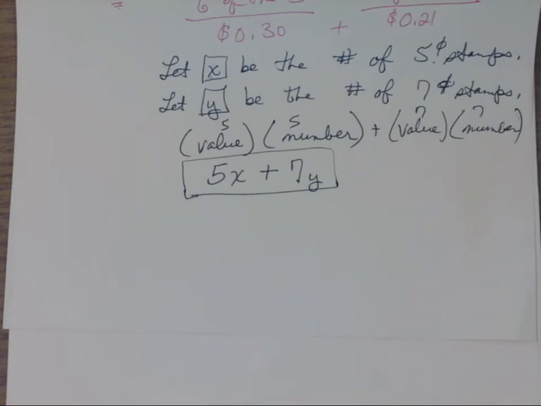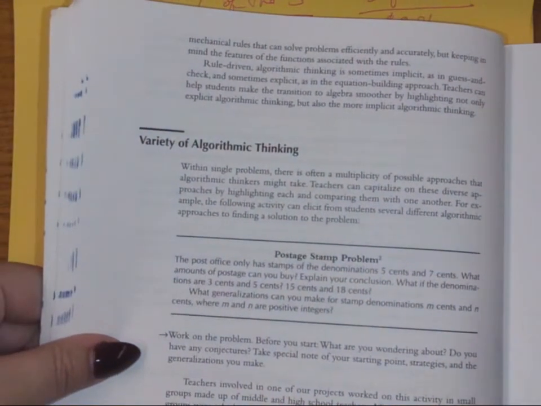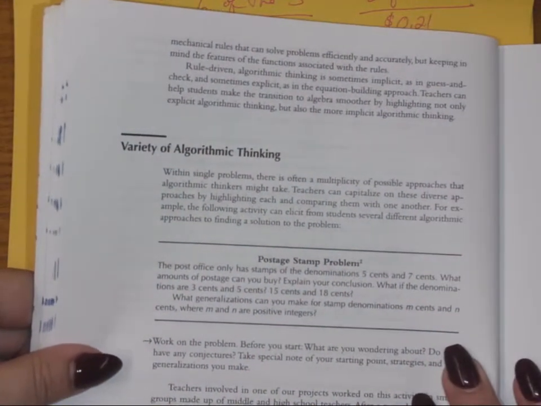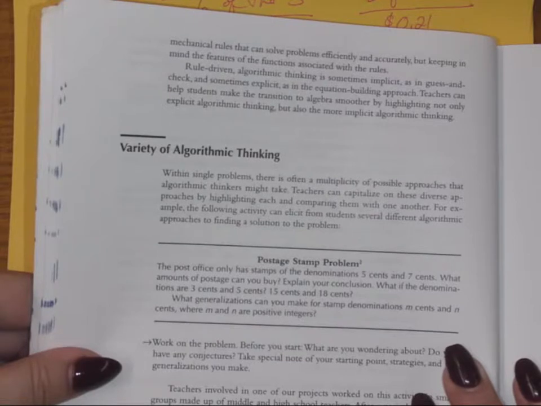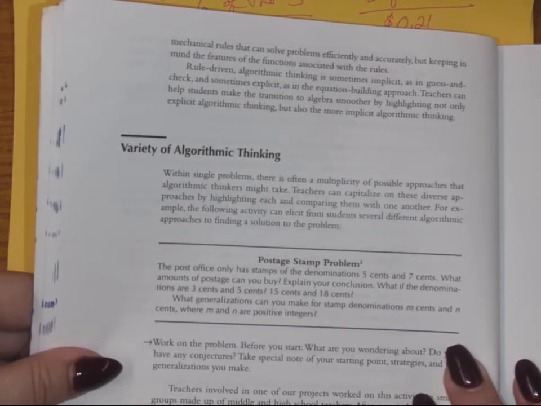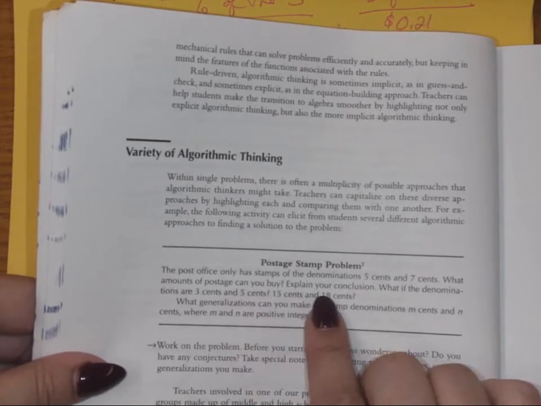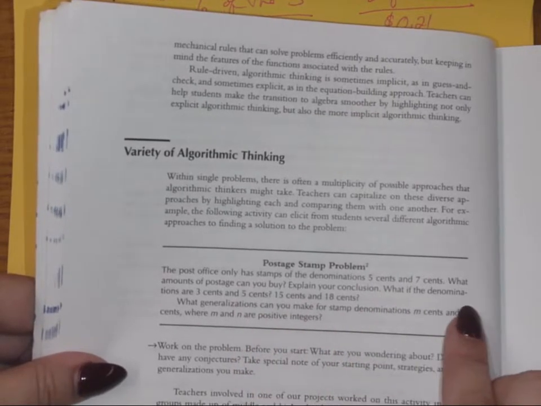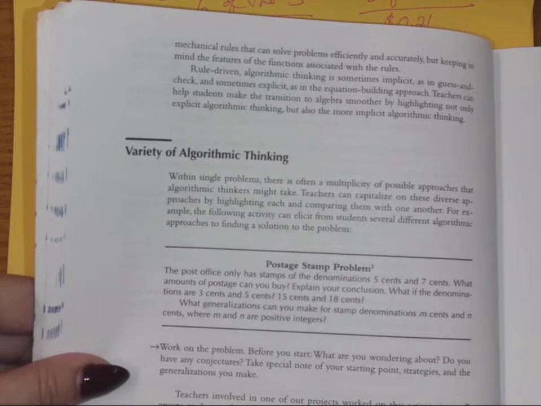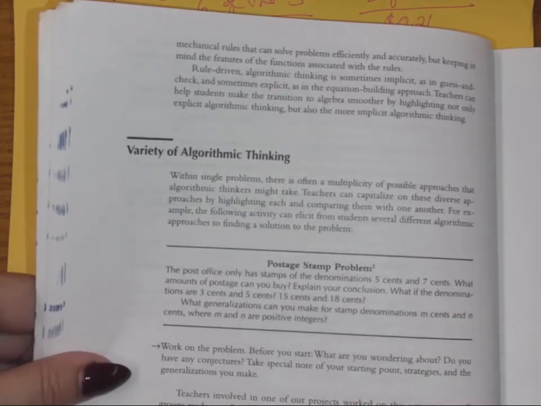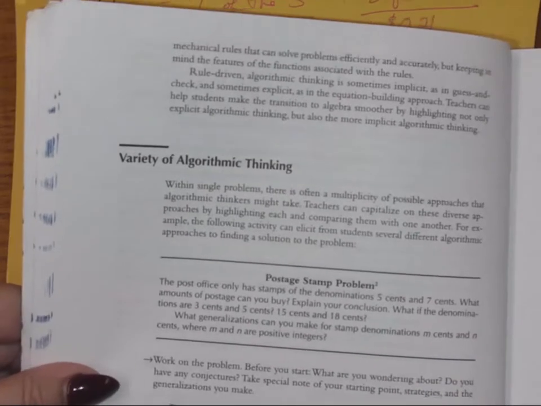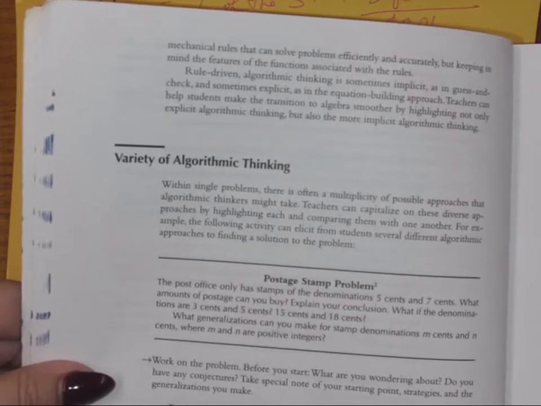Okay. Looking in your book, I see that on page 24, you should have already read chapter 2. The post office has stamps of the denominations 5 cents and 7 cents. It wants to know what amounts of postage you can buy and explain your conclusion, and then it says, what if the denominations were 3 and 5? What if it was 15 and 18? So they want me to come up with some other combinations, and that's fine.